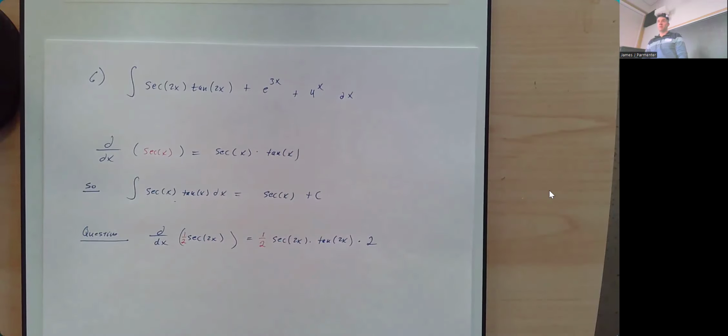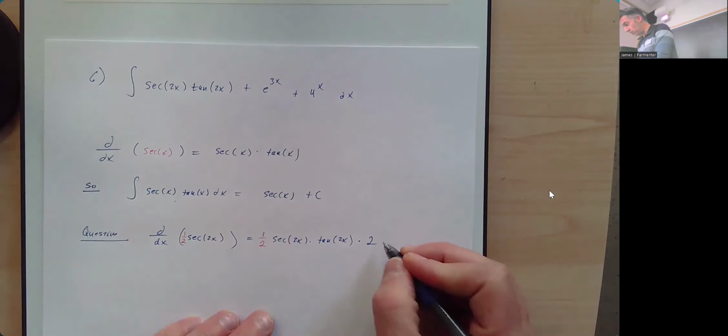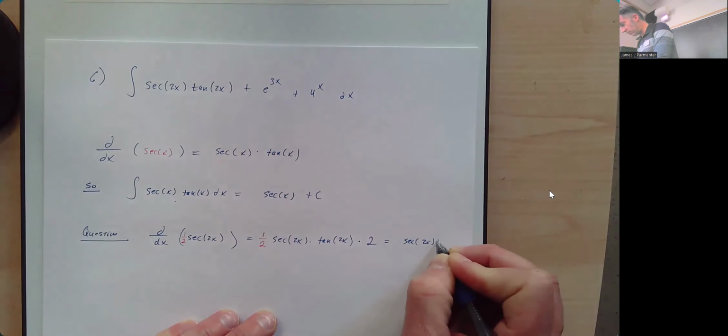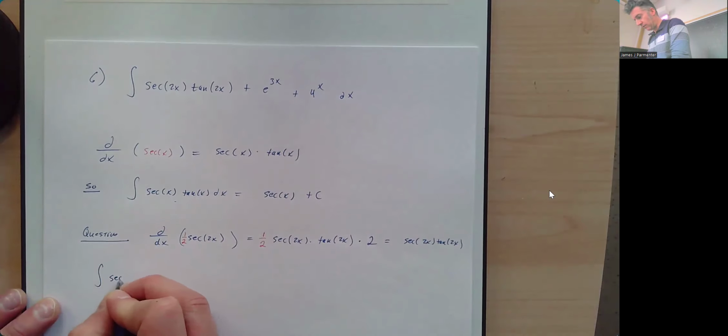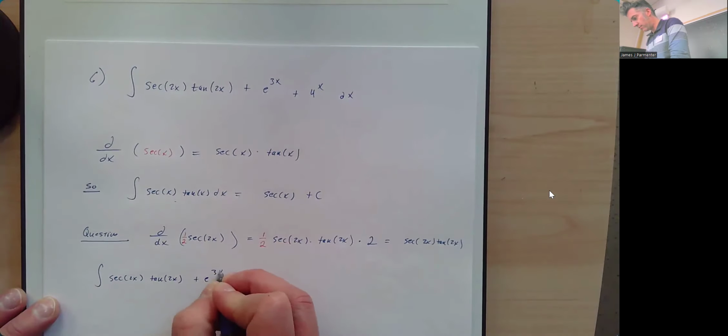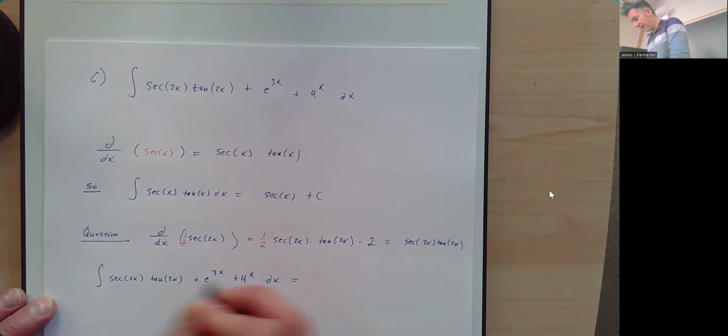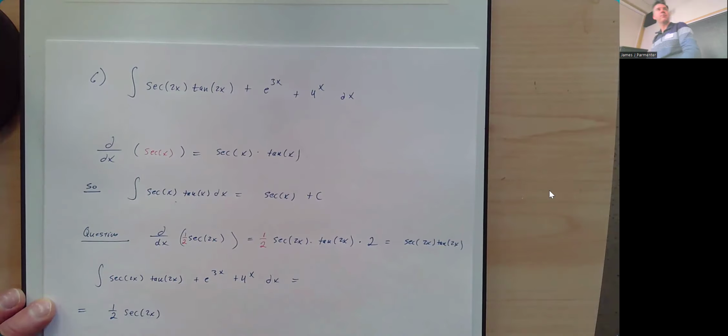So here's what I want you all to see. I want you all to look really clearly. The derivative of secant of 2x is secant of 2x times tangent of 2x times 2. The derivative of 1/2 times secant of 2x is 1/2 times secant of 2x times tangent of 2x times 2. Or in other words, it's equal to secant of 2x times tangent of 2x. So what this means for us is that the antiderivative of secant of 2x times tangent of 2x, I'm going to write the rest of this here. The antiderivative of this first part is exactly 1/2 secant of 2x.